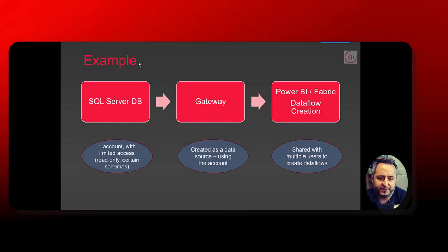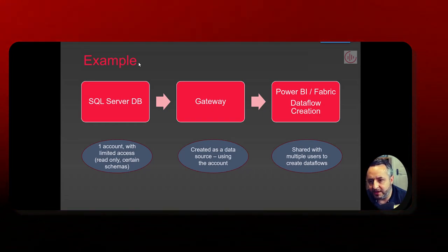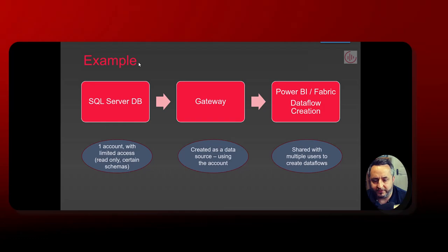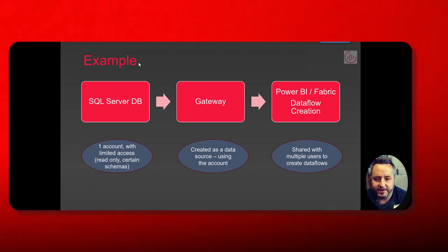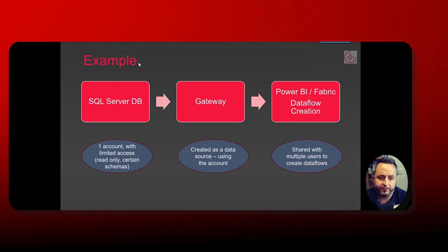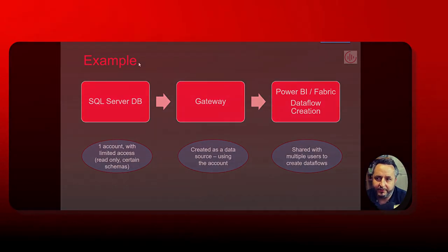So we're going to go ahead and use a data source from the gateway. And we've been given a single SQL Server user account, which has got read-only access to the database. And we're going to create a data source, as it's called, on the gateway that reuses that account. And then we'll share that data source with multiple end users so that they would actually be able to go in and create their own data flows.